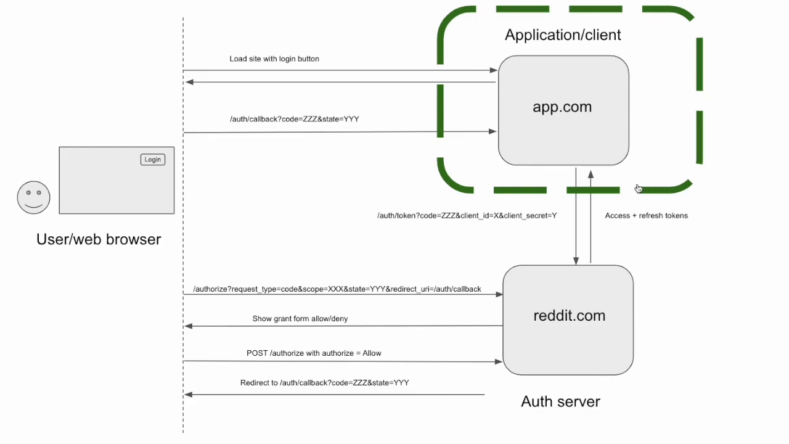So I hope that flow makes sense. And I think the key step is just to understand how that code for token swap happens server to server. And I think it helps to see that example as well.